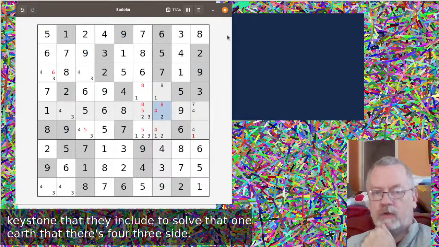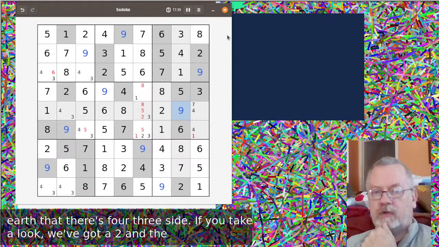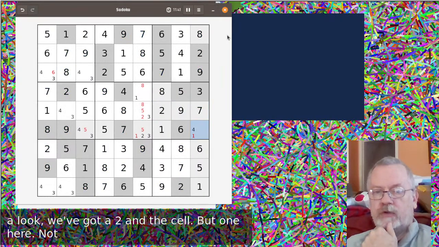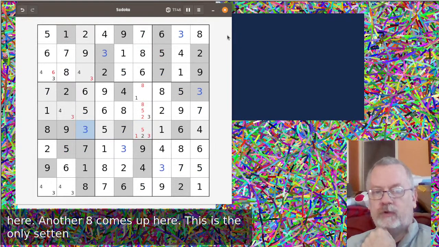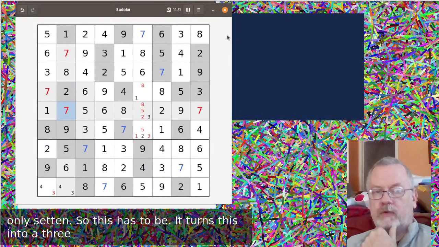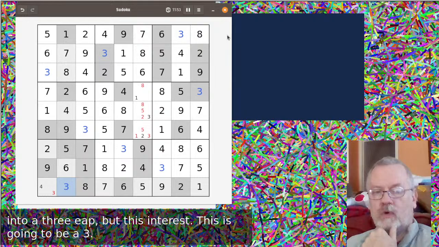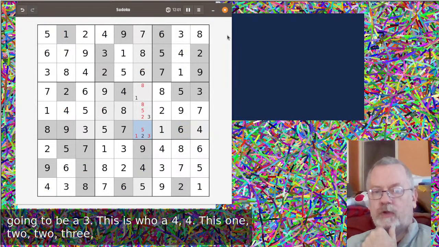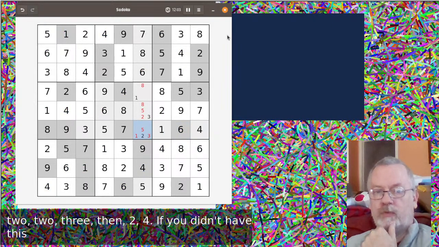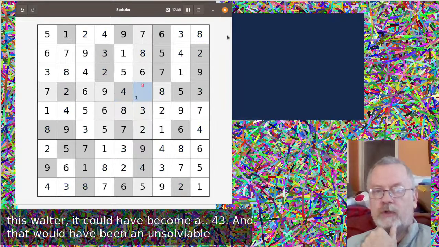If you take a look, we've got a 2 in this cell, a 1 here, an 8 comes up here. This is the only 7, so this has to be a 4. That turns this into a 3, which turns this into a 4, into a 3, this into a 4, this into a 3, and this into a 4. If we didn't have this 4 out here, any of those could have become a 4, 3, and that would have been an unsolvable situation. So 2 here, 3 here, and 1 here.